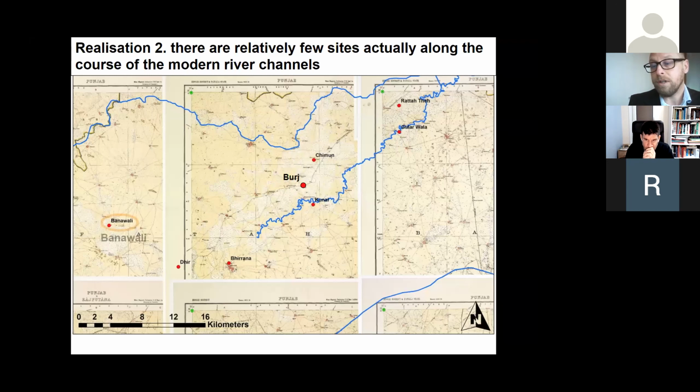We also discovered that there's often arguments put forward about the relationship between sites and rivers and paleo rivers. And it's very clear that certainly within Punjab, both in India and Pakistan, areas of Punjab, there is not necessarily a close relationship between archaeological sites and river channels.